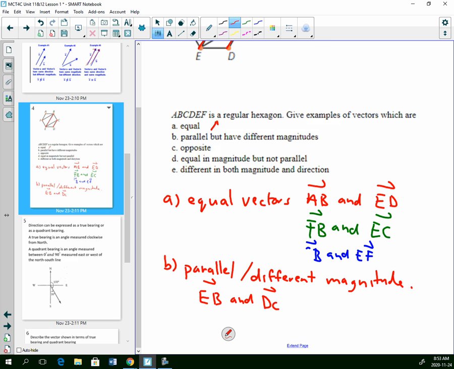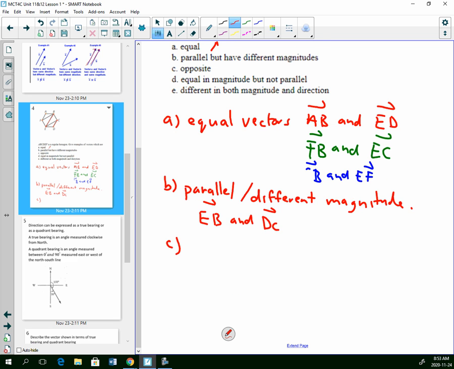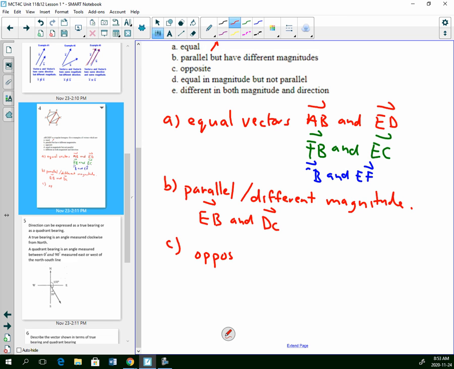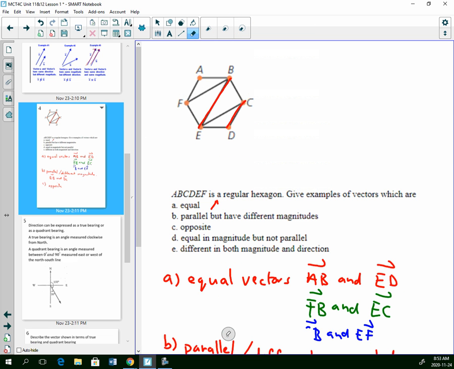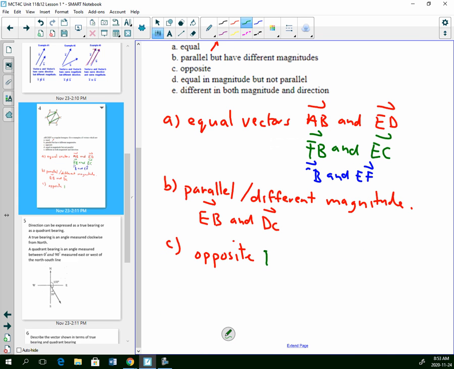C says opposite. There's lots of examples. They just have to be the same length going in opposite directions. So perhaps F to B and C to E are opposite. They are the same length but going in opposite directions. F to B, E to C.